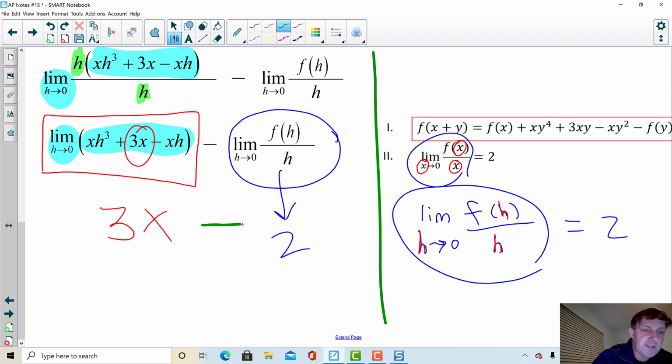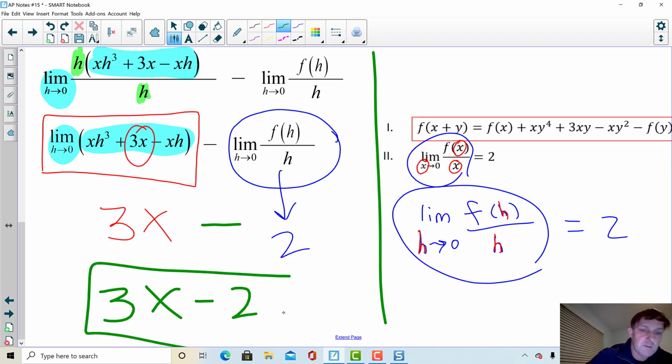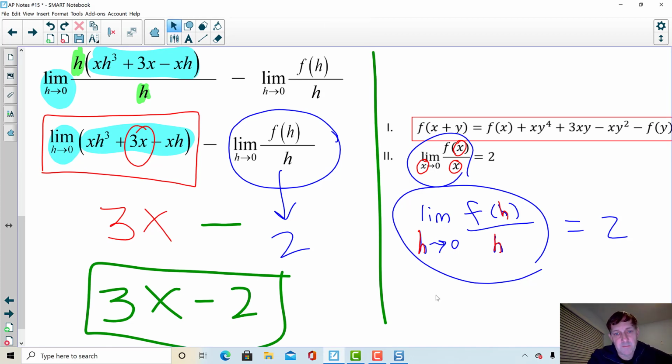We were trying to show that that derivative was equal to 3x minus 2. Okay, usually in math when you're done proving something, you usually put a little diamond. So I'm going to put a diamond there, and we're done.